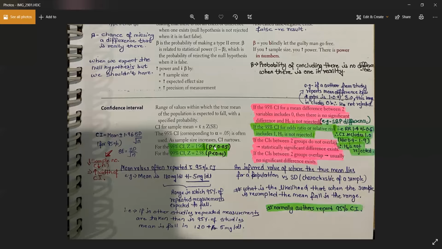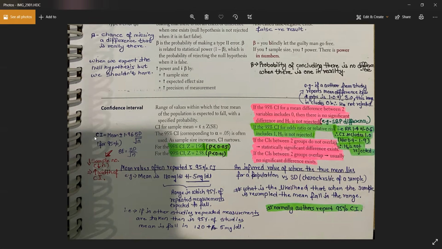Okay, and as you can see from this formula, whenever you increase the sample size, the n, what's going to happen? The value of this term would be decreased, and as a result, the confidence interval would be decreased, right? And when you decrease the sample size, the value of this term would be increased, and as a result, the confidence interval would be increased.